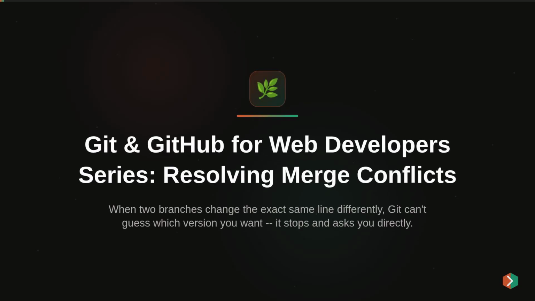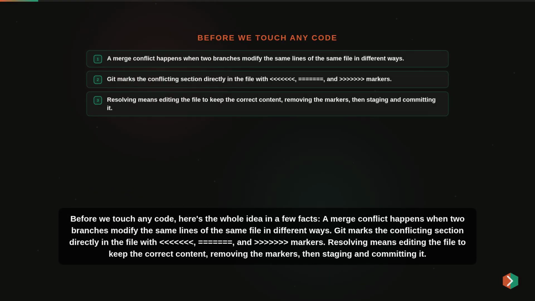When two branches change the exact same line differently, Git can't guess which version you want. It stops and asks you directly. Before we touch any code, here's the whole idea in a few facts.